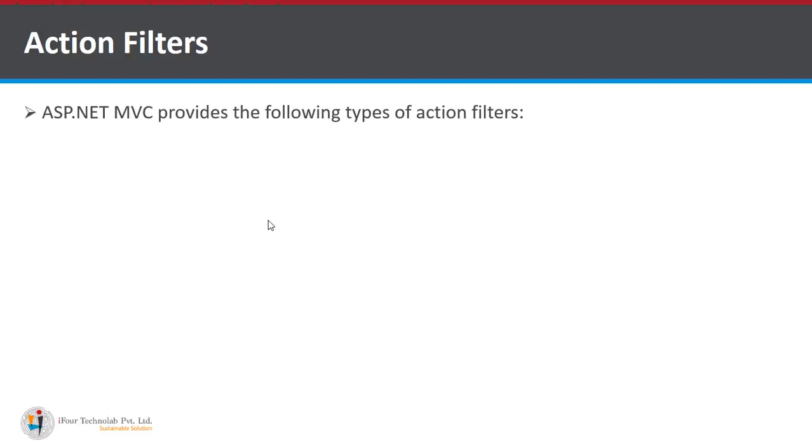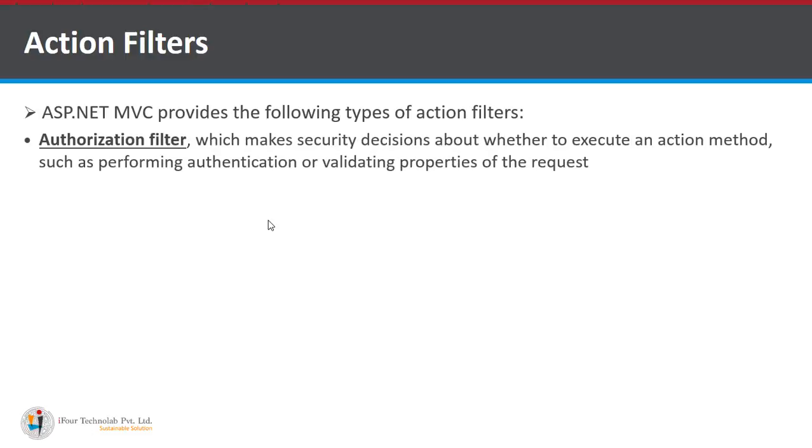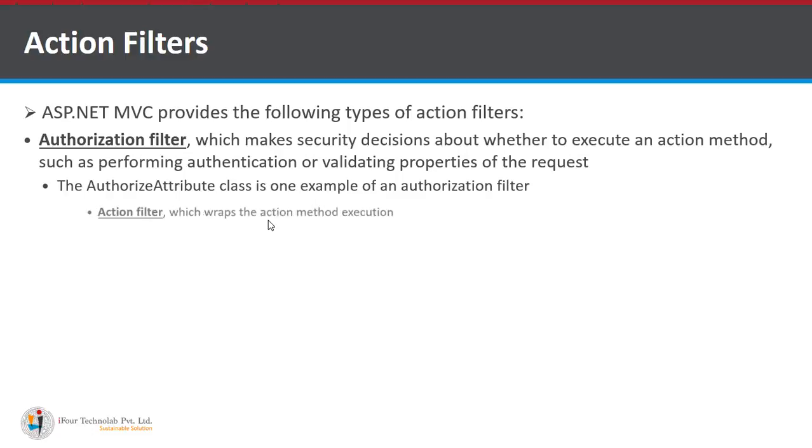Next one is what is an action filter. ASP.NET MVC provides the following types of action filter. Authorization filter, which makes a security decision about whether to execute an action method, such as performing authentication or validating properties of the request. It is mostly used for username and password authorization. The Authorize attribute class is one example of an authorization filter.